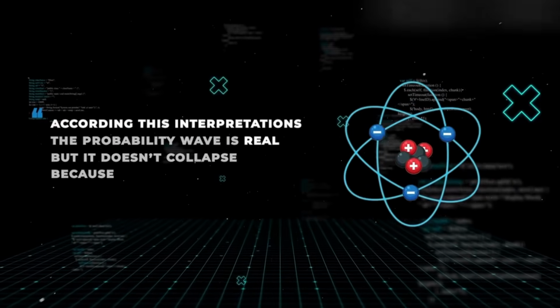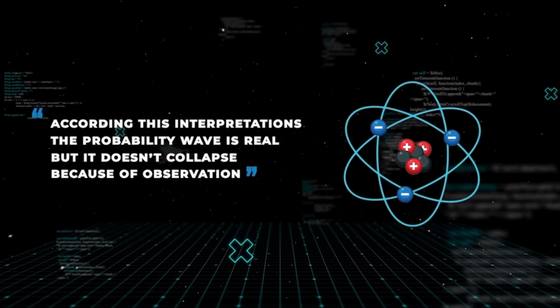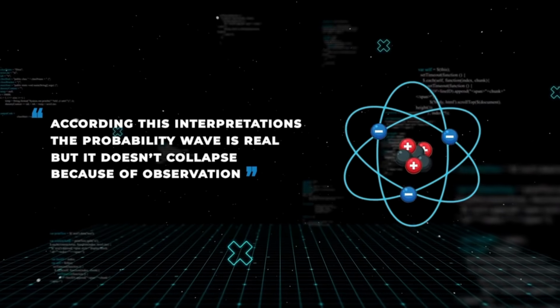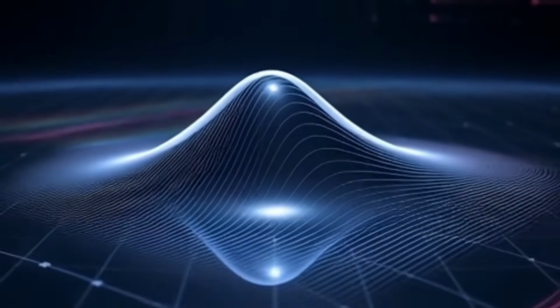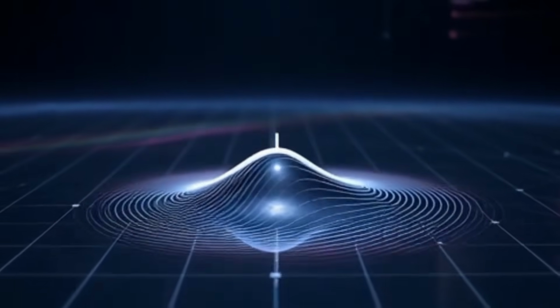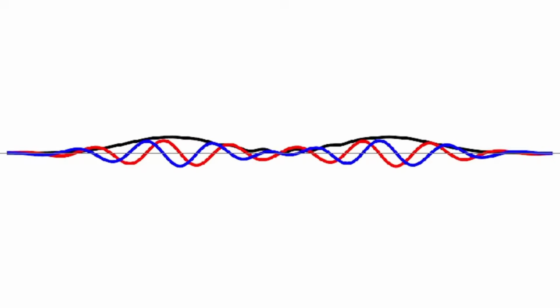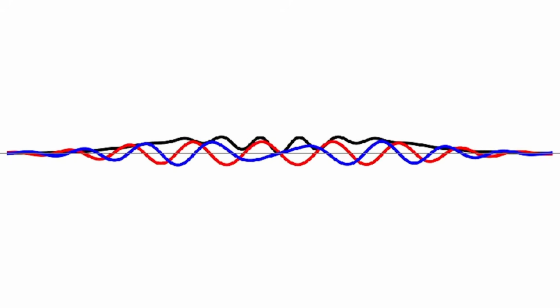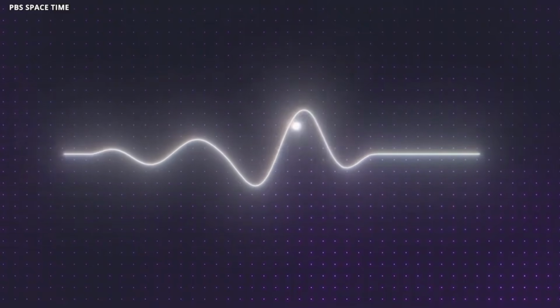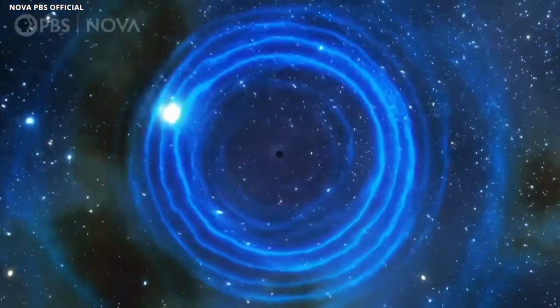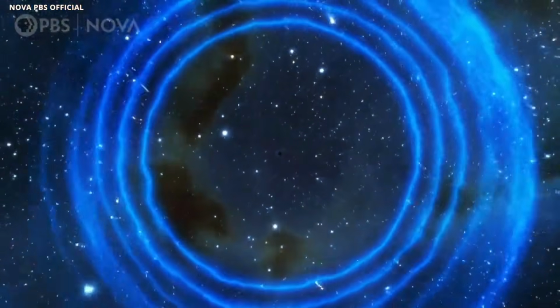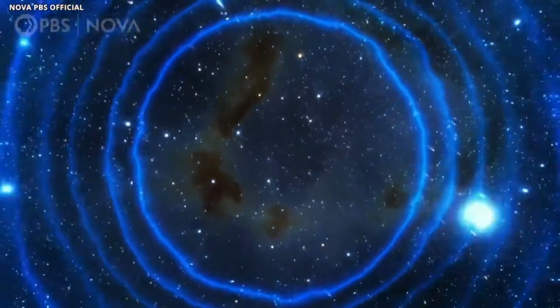According to these interpretations, the probability wave is real, but it doesn't collapse because of observation. It collapses because of natural physical processes, as if the wave is unstable and eventually breaks down into a definite state. The probability wave lasts only while the system is tiny, isolated, and not disturbed. Larger systems collapse quickly. Any interaction with the environment or gravity can trigger collapse.